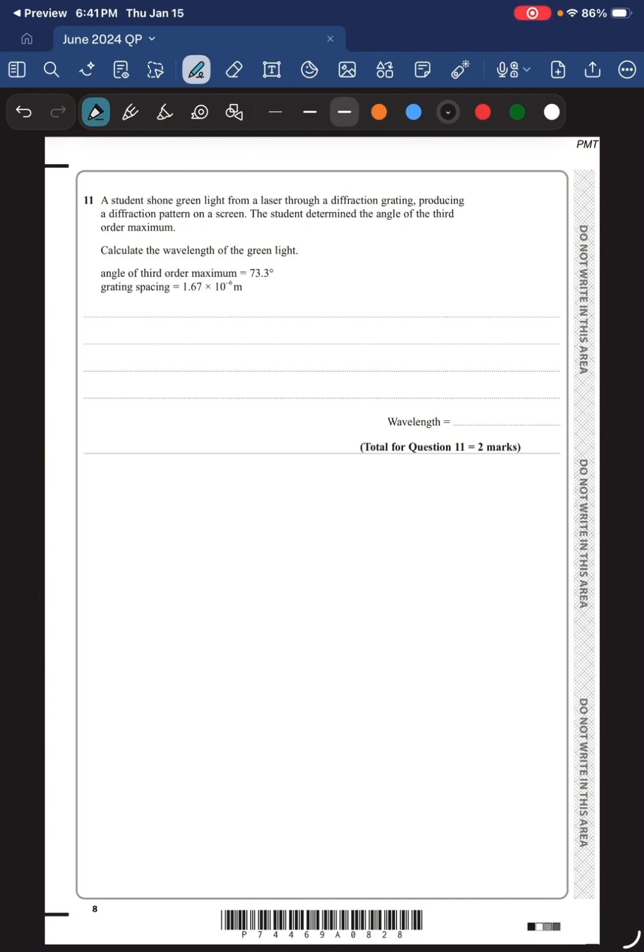Question 11. A student shines green light from a laser through a diffraction grating, producing a diffraction pattern on a screen. The student determined the angle of the third order maximum. Calculate the wavelength of the green light, and they give you the angle of third order maximum and the grating spacing. Okay, this is a question that does not appear in the international A-level exams. Okay, maybe in Unit 1. I haven't worked on that in a long time. So anyway, okay, the formula is the order of the maximum times the wavelength is equal to the spacing times sine theta.